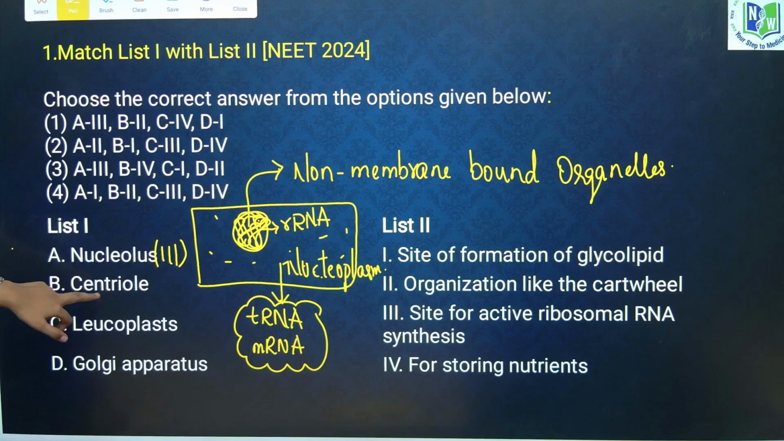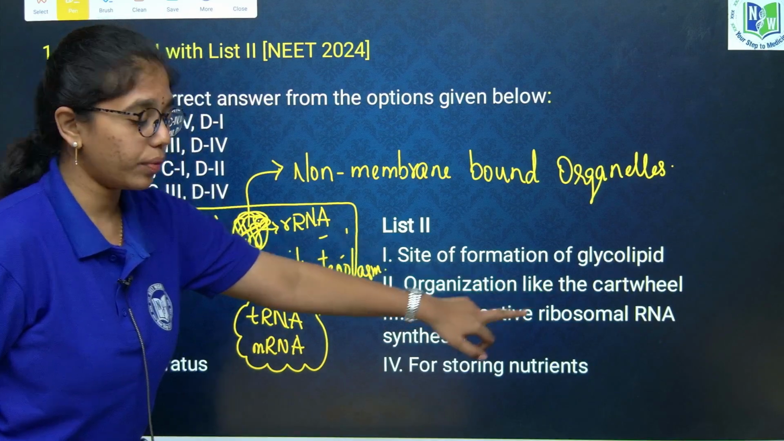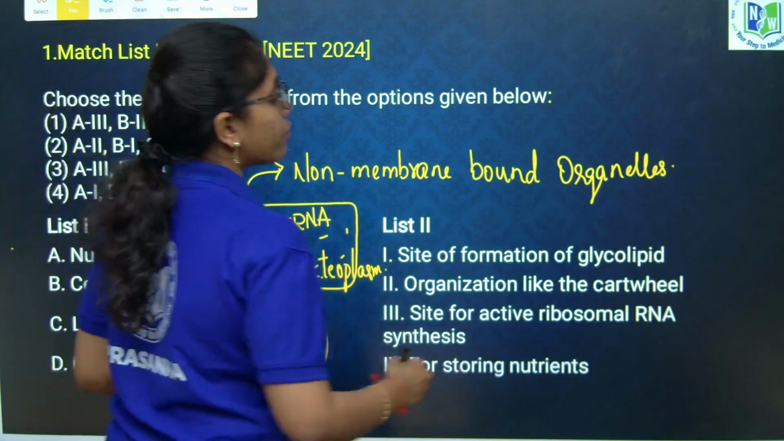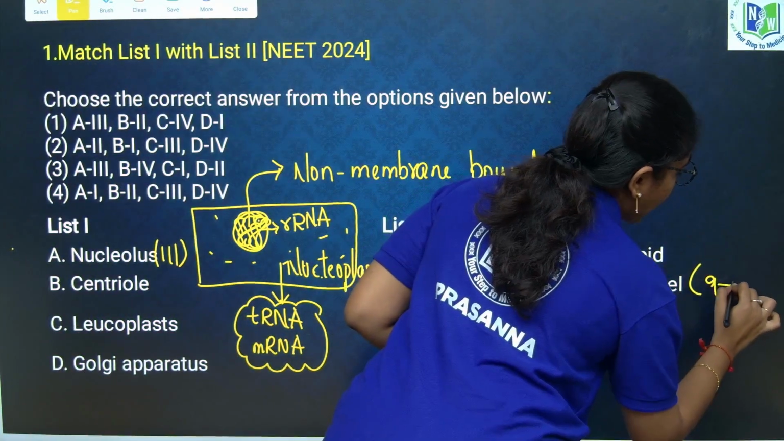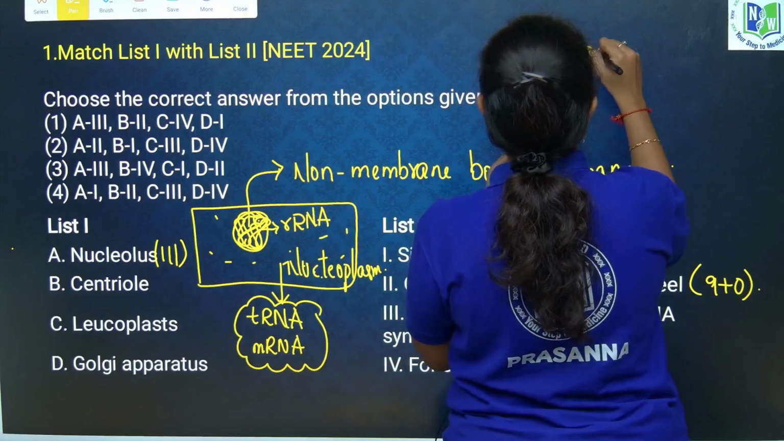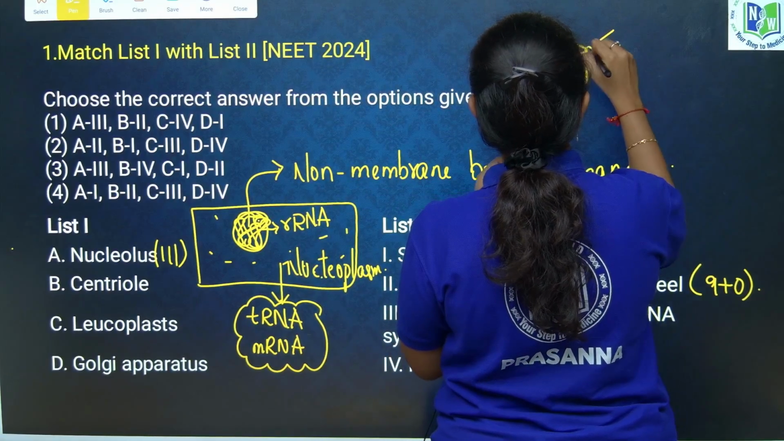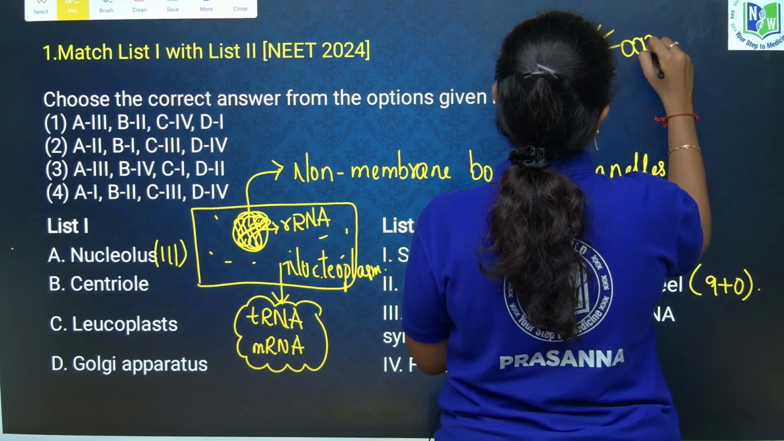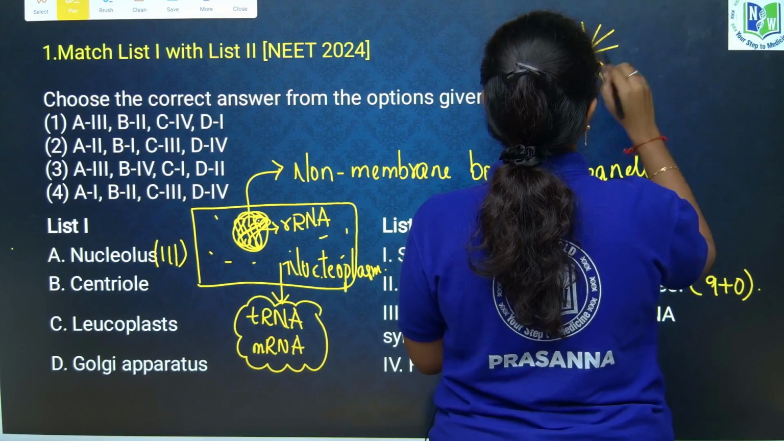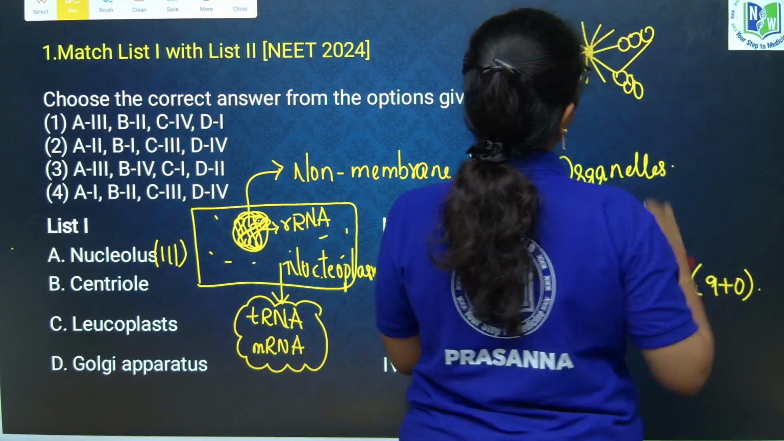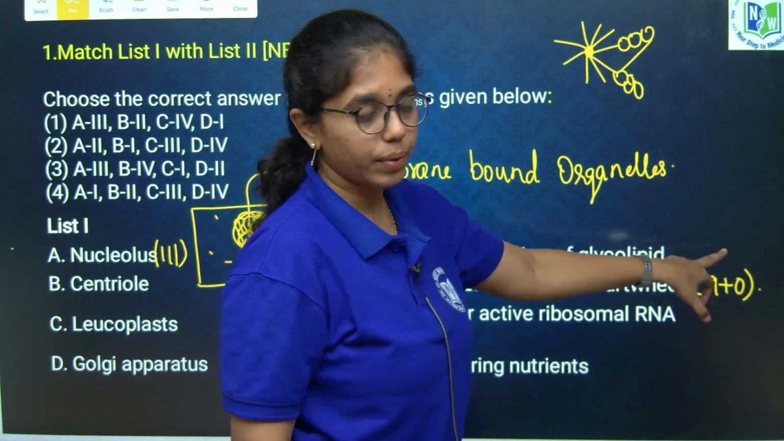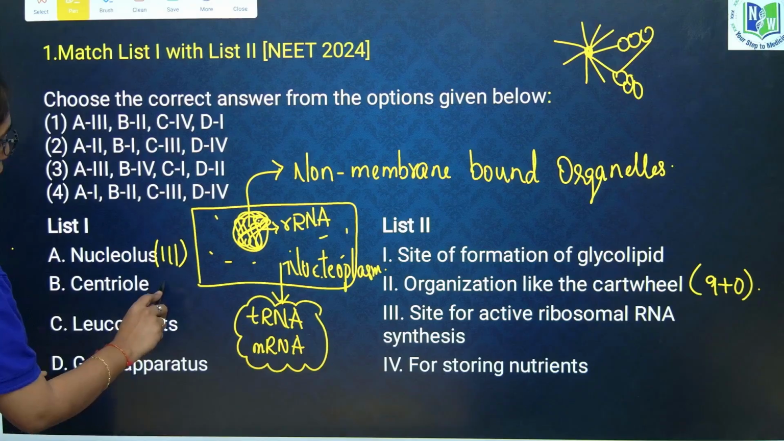Next, centrioles. Centrioles have an organization like a cartwheel, which forms the basal body of both cilia and flagella. The arrangement is 9 plus 0, where there is a central proteinaceous hub. To that, 9 radial spokes are raised. Peripherally, there are 3 triplets, which form a centriole arrangement, that is the 9 plus 0 cartwheel arrangement. So, B is option 2.